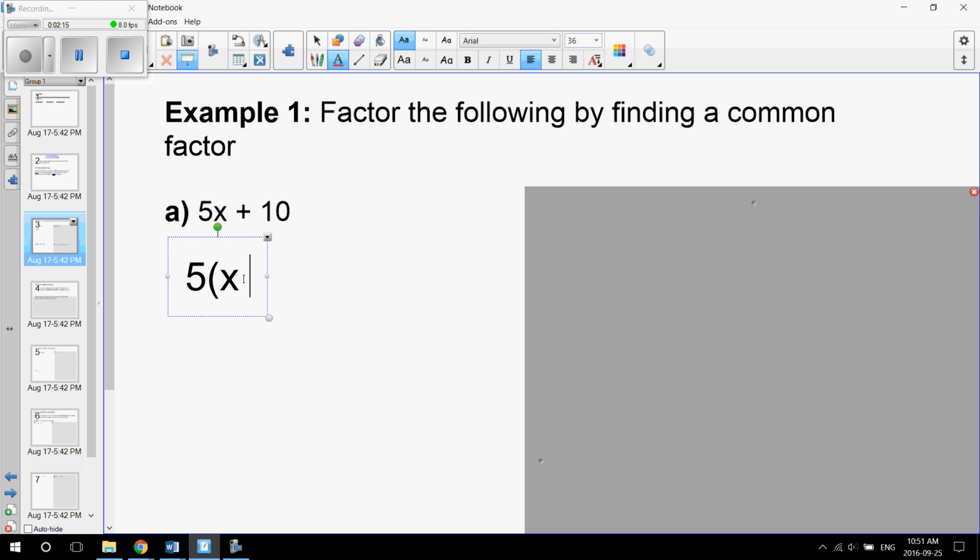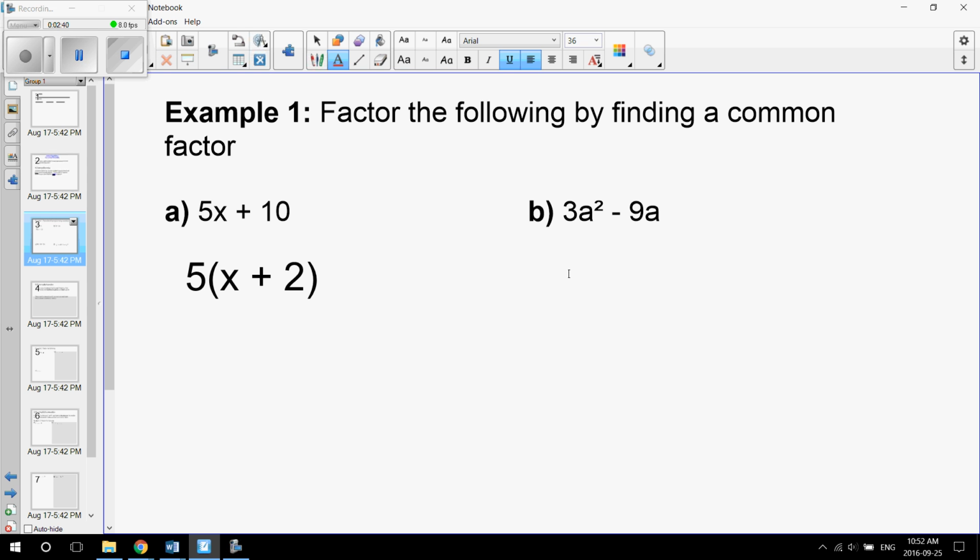Then we look at our second term, it's a plus 10, and we're dividing by a 5, so 10 divided by 5, we should be left with a plus 2. So here we're finished. There's nothing else we can factor out. There's brackets, and whenever we're factoring, we always want our final answer to have some sort of brackets in it. So we have 5 bracket x plus 2, there's our common factor. Let's take a look at our second example here.